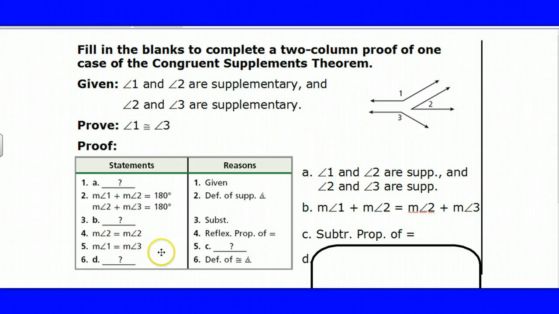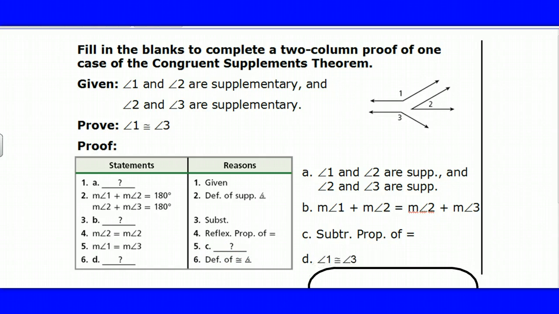All right? Good. And now finally, the last step, as I said, will always be the statement we were setting out to prove. So angle 1 is congruent to angle 3. That is because in step 5, we say those two angles are equal, right? And so angles that are equal, we say define congruent angles. So there's your definition. Very good. All right, let's try it again.